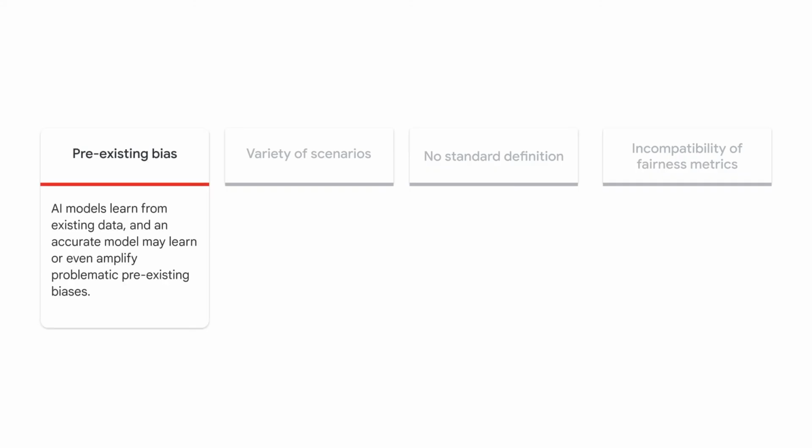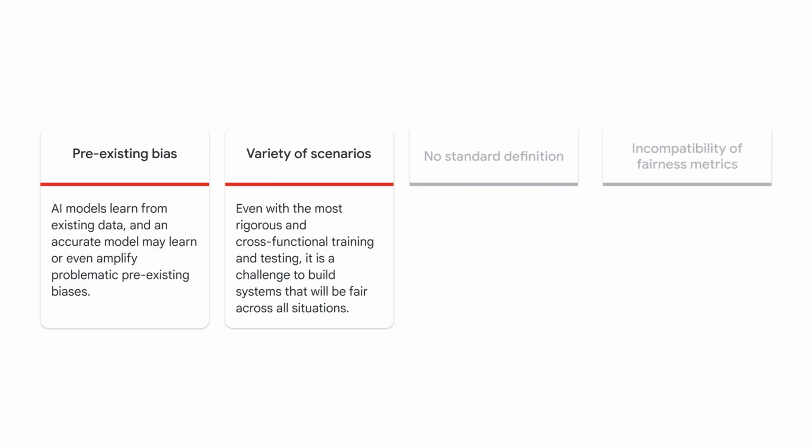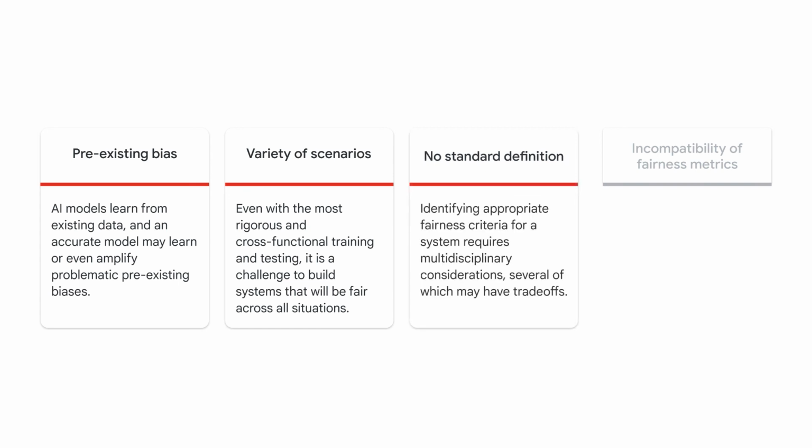First of all, AI models learn from existing data, and an accurate model might learn, or even amplify, problematic pre-existing biases. Second, even with the most rigorous and cross-functional training and testing, it is a challenge to build systems that will be fair across all situations. Third, there is no standard definition of fairness, whether decisions are made by humans or machines. Identifying appropriate fairness criteria for a system requires accounting for considerations such as user experience, cultural, social, historical, political, legal, and ethical, several of which may have trade-offs.